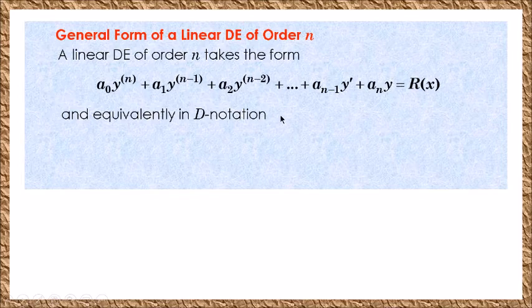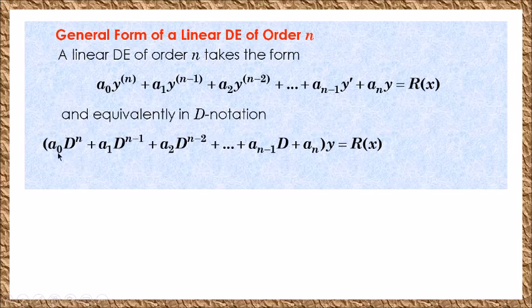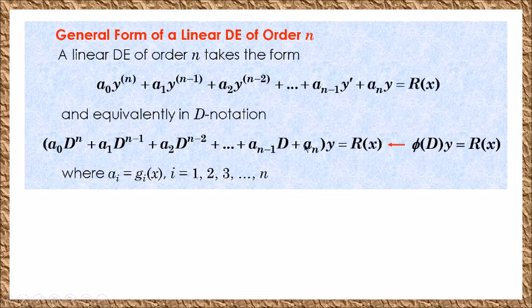To be able to apply operations and properties of differential operators to this LDE of order n, we're going to express this in d notation. So in d notation, we have a sub 0 d to the n plus a sub 1 d to the n minus 1 plus a sub 2 d to the n minus 2, all the way to a sub n, applied to y equals r of x, where a sub i equals g sub i of x for i equals 1, 2, 3 up to n. For simplicity, we will be calling this phi of d applied to y equals r of x.